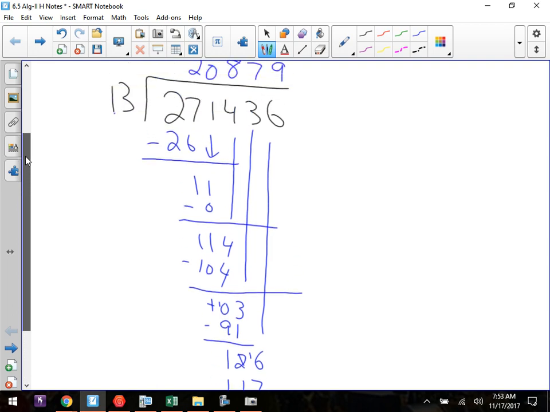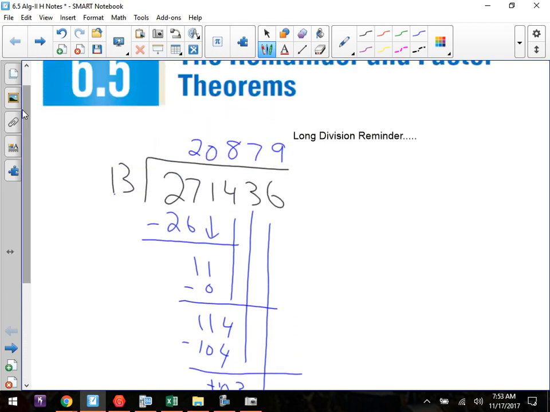Now, you did this a couple of different ways. You could continue on and get your decimal and go on your merry way, but remember, the 9 represented 9/13ths. Remember that? Yes, remainder 9. I see what you're saying, but that's what that represents, okay?